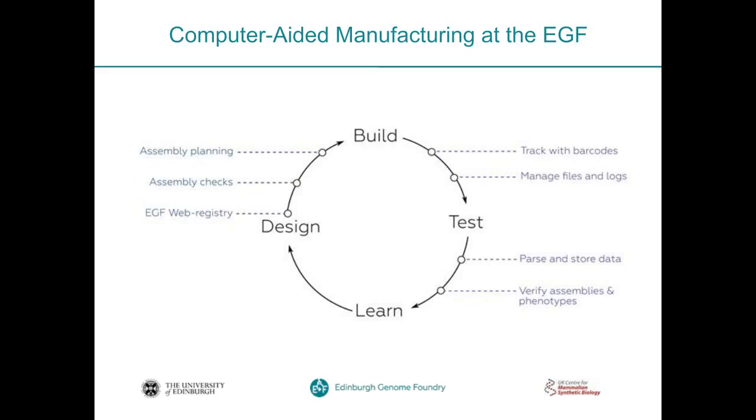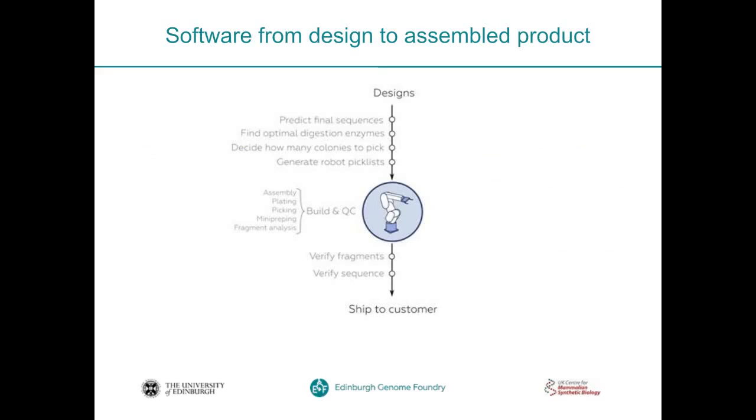And then you have the build and test phases, for which we have software to track samples, get data files and logs from different robots, and then verify from the data we get that everything went according to the plan and that, for instance, our assemblies have the right sequence. And my next slides will go into more details on software operations that are just upstream and downstream of the robotic assembly, and that is how we go from customer designs to planning the assembly, and then at the end, how do we verify the final assemblies just before shipping them back to the customer.